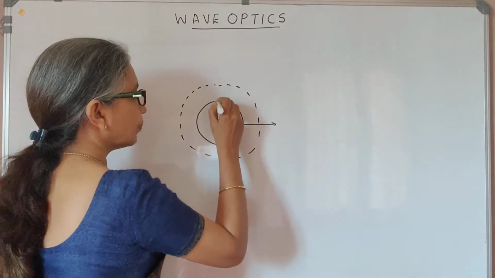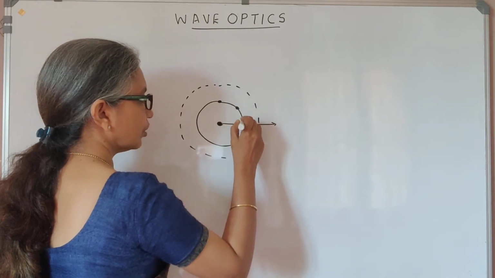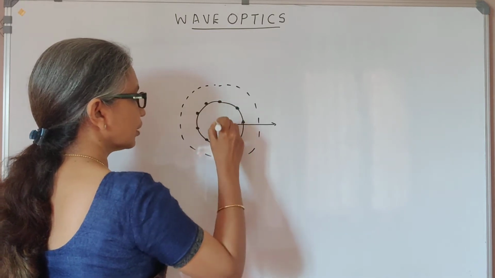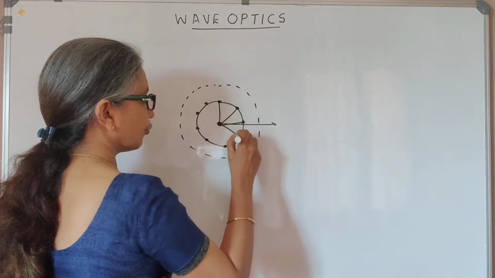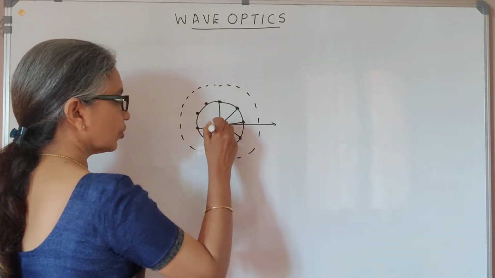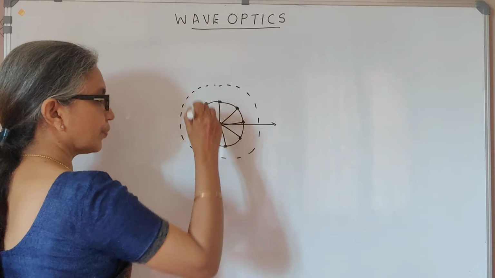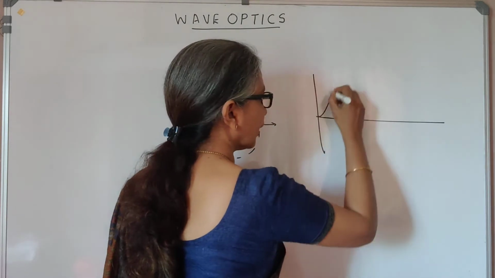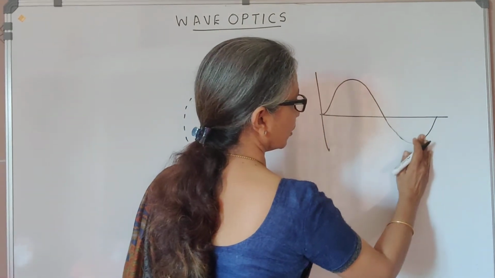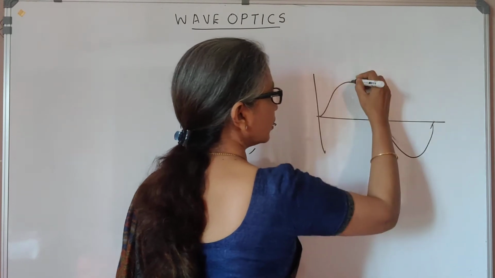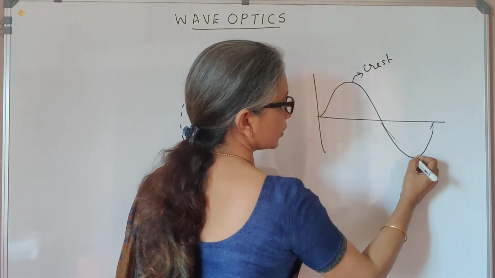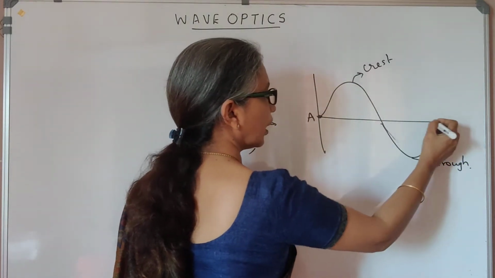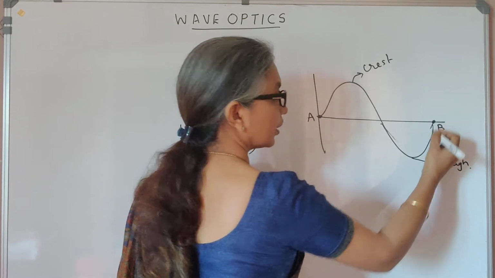Now, if you look at all the points on this crest that I've drawn, you know that they are all equidistant from the source. And also, all points which are equidistant from the source must be in phase, where we have already learned that if we have a wave that is traveling in this direction, this is what we call the crest and this is what we call the trough. And we know that these two points, A and B, are in phase.